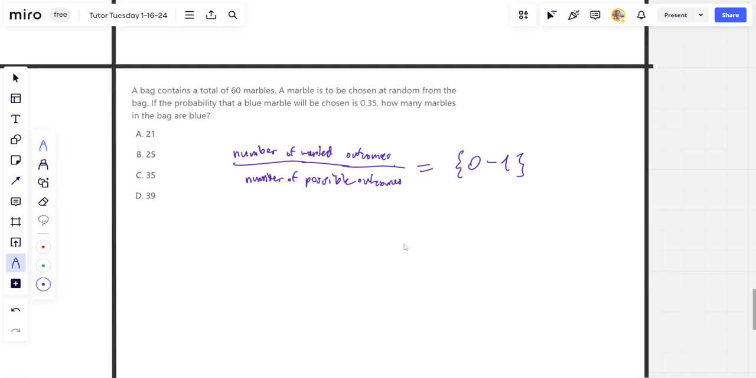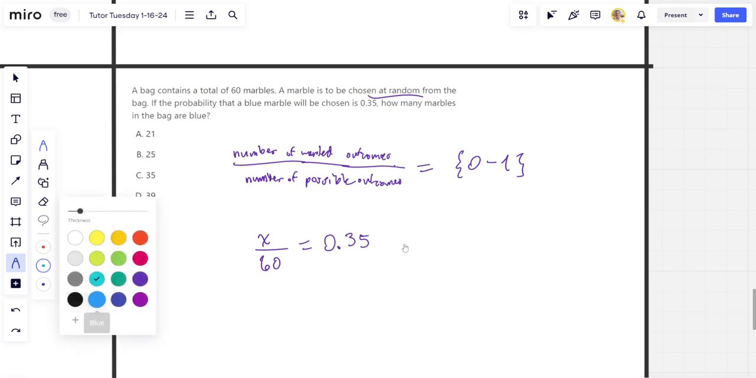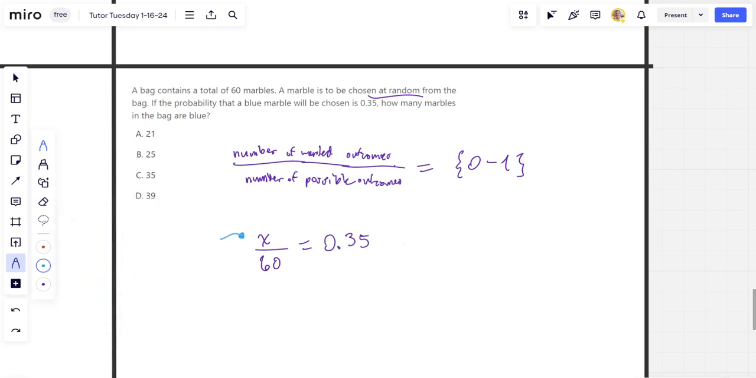In this case, the number of wanted outcomes is unknown, so we could just say x. The number of possible outcomes, well, we could choose any of the 60 marbles if we're choosing at random. And the probability that we choose one of the blue marbles we want is going to be 0.35, 35% chance. So really all you have to do here is multiply both sides by 60, and you'll very quickly be able to get x is equal to 21.